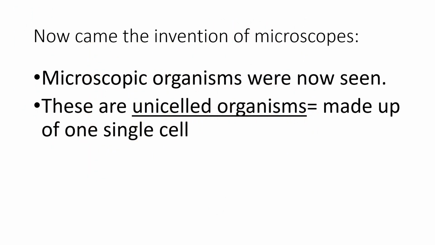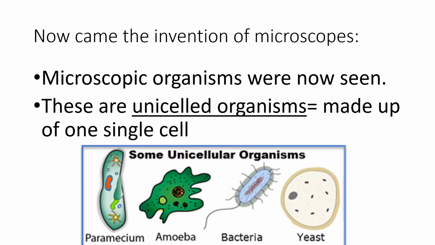So up till now, we had 3 kingdoms, the plants, the animals, and the fungi. Now, with the invention of microscopes, scientists were able to see organisms that they never saw before. That's because they're microscopic organisms. It means they can't be seen with the eye, and a microscope is needed to see them. So these are the unicelled organisms. They're made up of one single cell. That's why they're hard to see without a microscope, and so they're extremely tiny. Now, there's 3 unicelled kingdoms.